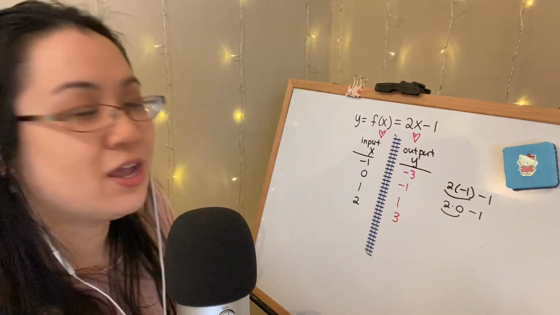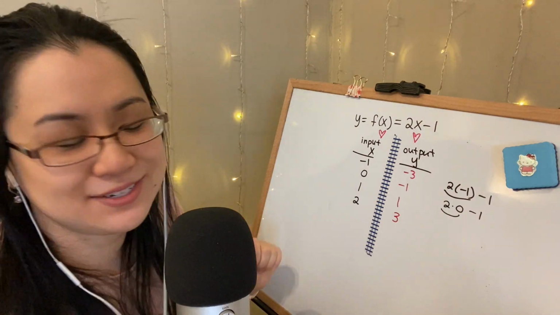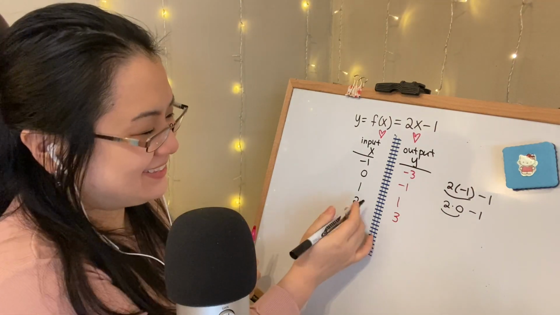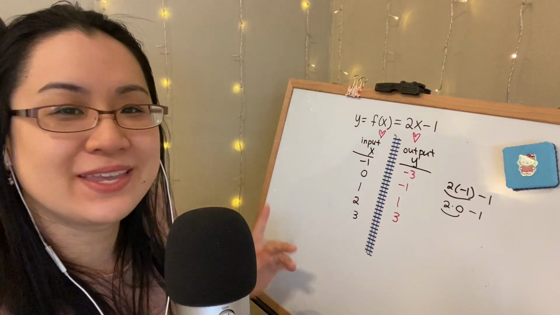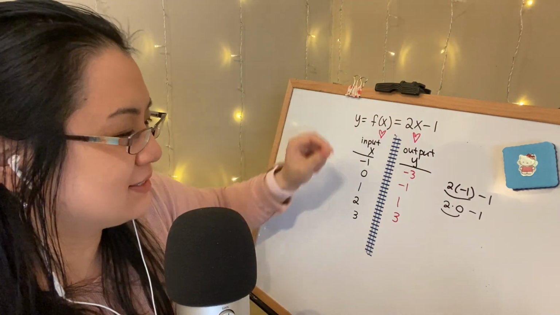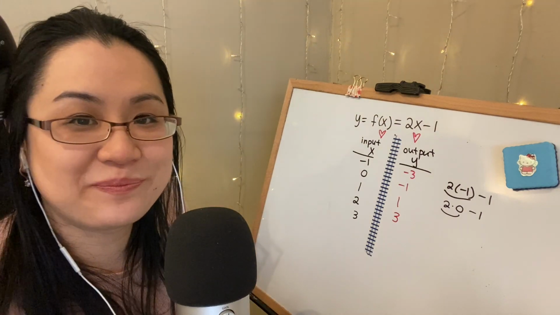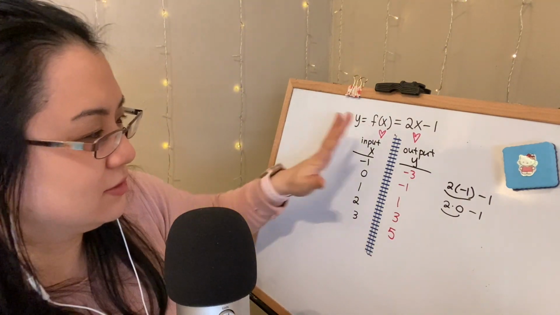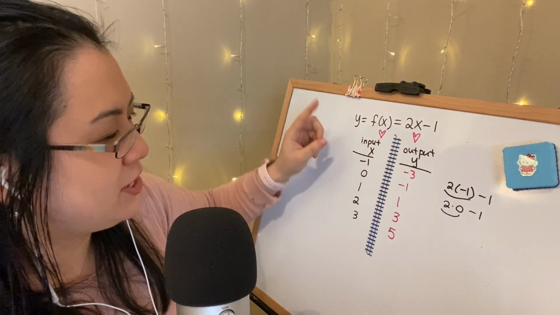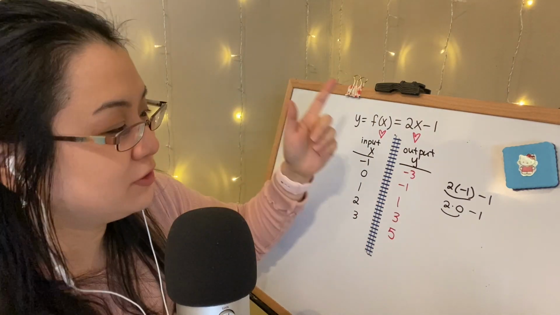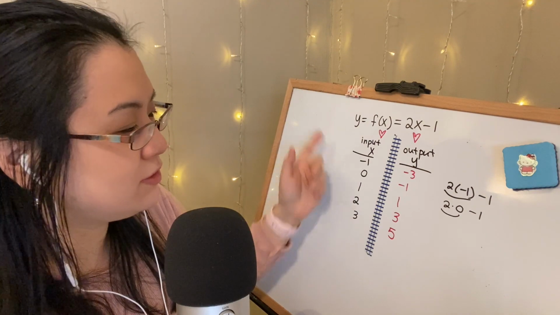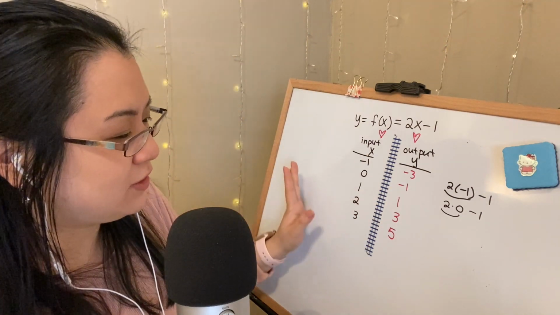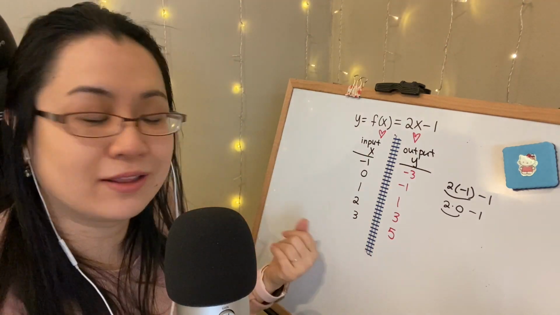Very nice. Okay, if you insist, let's do one more. So 3. 2 times 3 is 6. Minus 1 is 5. Good. Okay, so now we have a bunch of pairs. So if I give you -1, you give me -3. If I give you 0, you give me -1. If I give you 2, you give me 3. That kind of thing, okay?